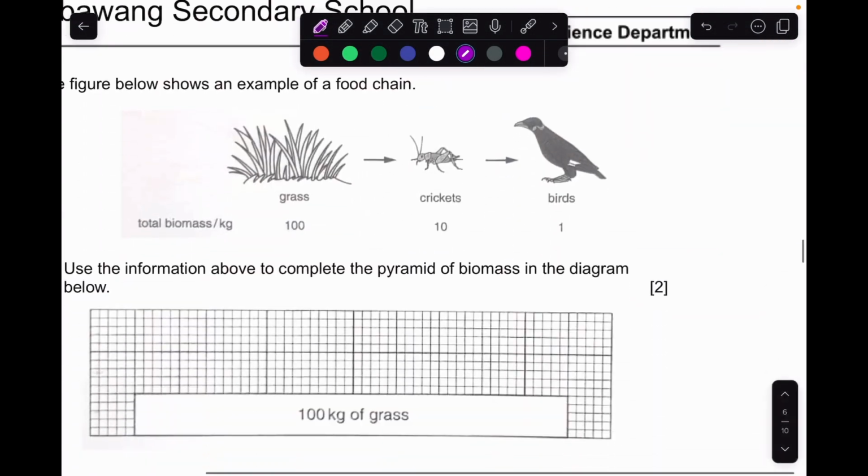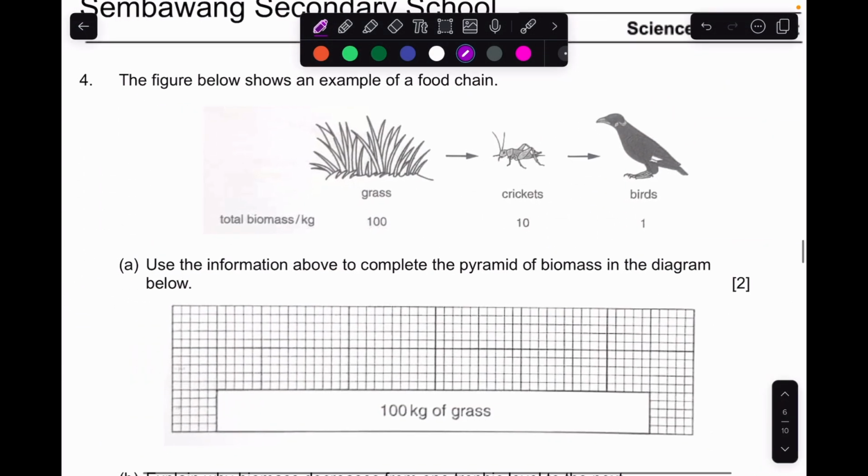Alright, let's go on to the structured questions. So this is an O-level question. Here we have a figure showing an example of a food chain. We have grass being eaten by crickets, which is in turn being eaten by birds, right? So use the information above to complete the pyramid of biomass in the diagram below. So we are looking at information about the biomass.